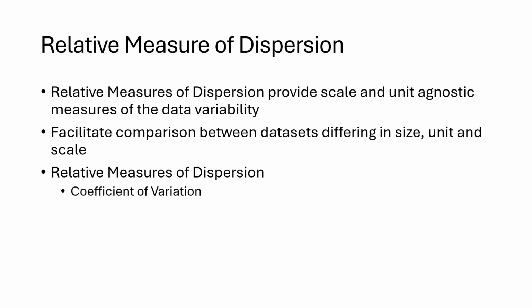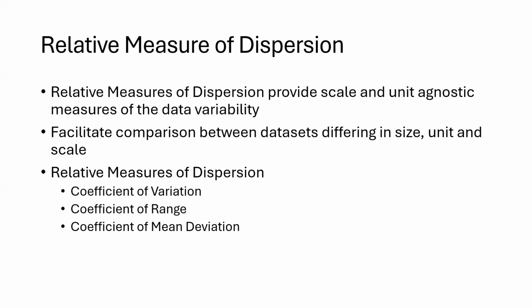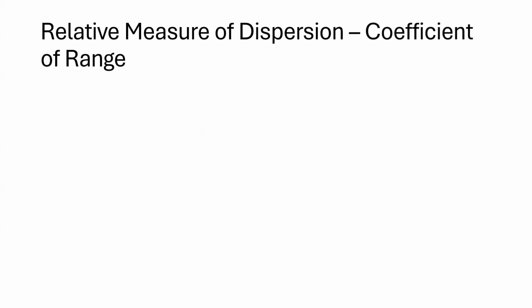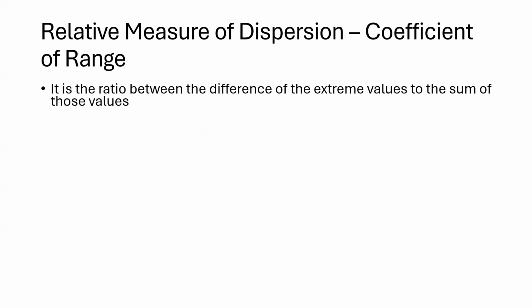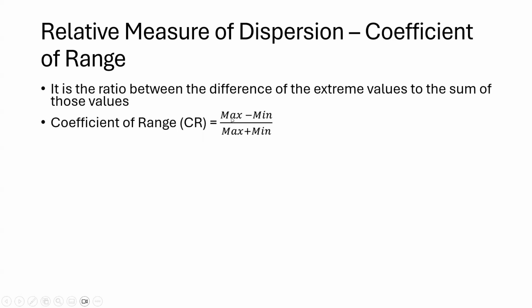And these include coefficient of variation, coefficient of range, and coefficient of mean deviation, the ones that we will be discussing in this course. The simplest one first is coefficient of range. It is the ratio between the difference of the extreme values to the sum of those values. Extreme means, again, the least and the highest values. The ratio between the difference and the sum of these two values. This is calculated by this expression, which is maximum minus the minimum divided by maximum plus the minimum. So just that. The difference between the highest and lowest divided by the sum of highest and lowest.